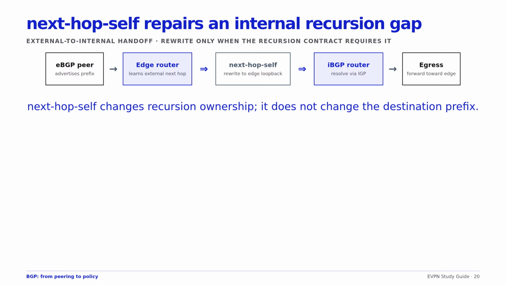Next hop self makes the advertising internal router become the next hop, usually using a reachable loopback. That is often the right boundary between an external link and the internal routing domain, but it is not a universal reflex. Preserve the original next hop where shared media, route server behavior, or overlay semantics require it. The proof is always the same. Inspect the received next hop, resolve it through the intended IGP table, and confirm the resulting adjacency and egress.